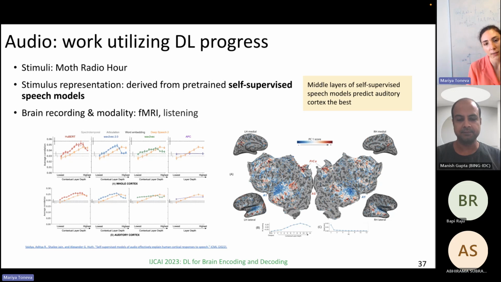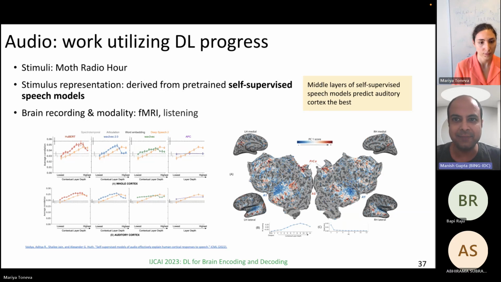So here, again, it's more like the language models, which are self-supervised, in which the middle layers are the ones that really predict the brain response the best, whereas the early layers predict the early auditory cortex better. And so I would say that's a good summary of the work in this auditory domain.